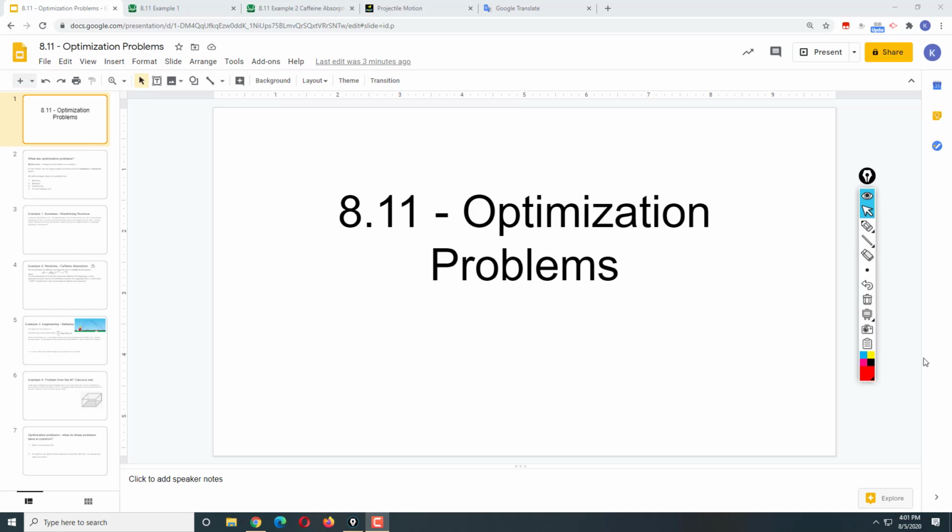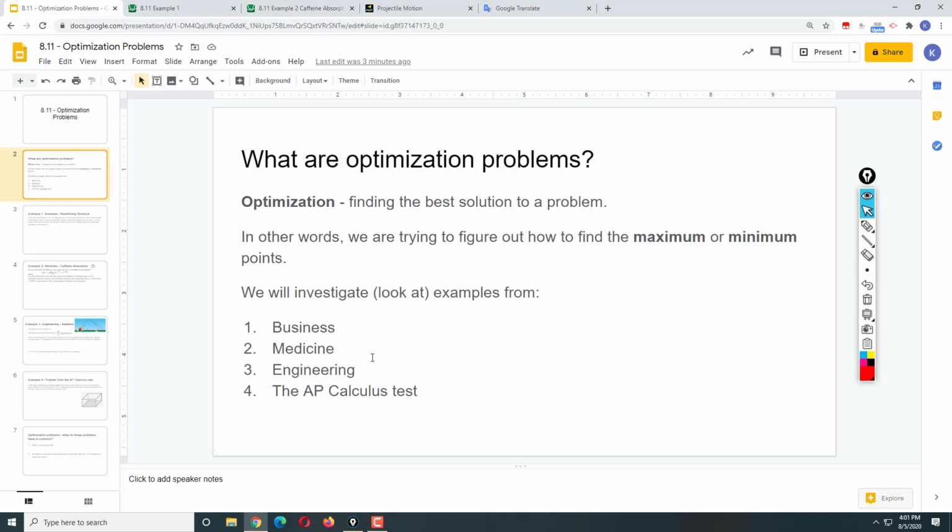Welcome to 8.11 Optimization Problems. These are some of the most important and useful applications for derivatives, which is what we've been learning for the last 6 units. So what are optimization problems?